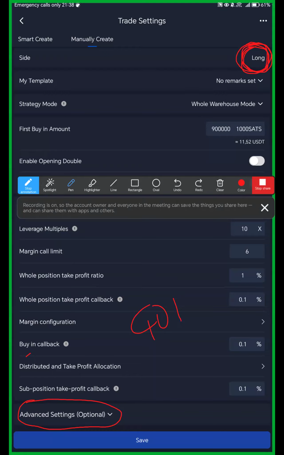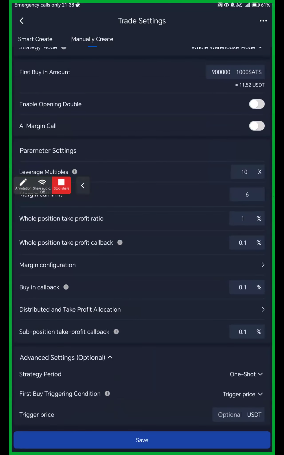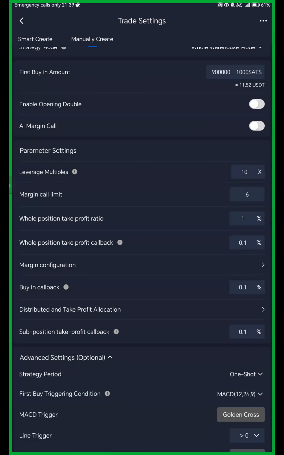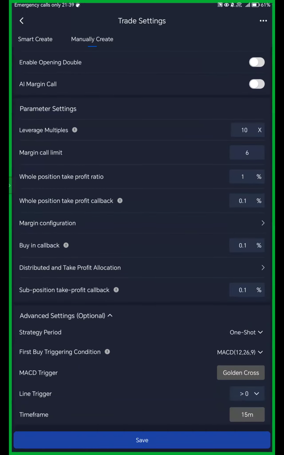Are we together here? So we want to long the market in this scenario. And we want to use MACD to make an entry for us in the market. So I'm going to tap here. Then I activate MACD here. What is going to be the first buy triggering condition? Then I'm going to choose here on trigger price. Then I tick MACD. Can you see golden cross has already come? Because I am longing the market. That's why golden cross is coming.